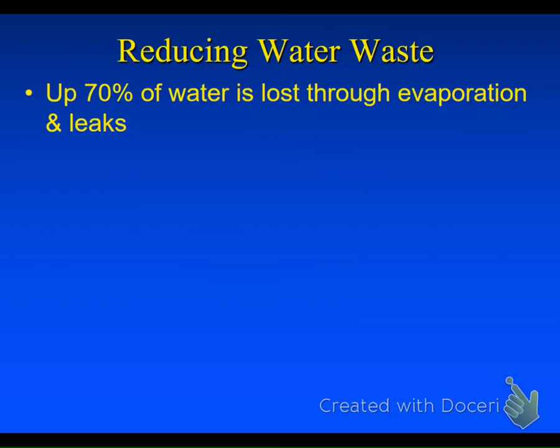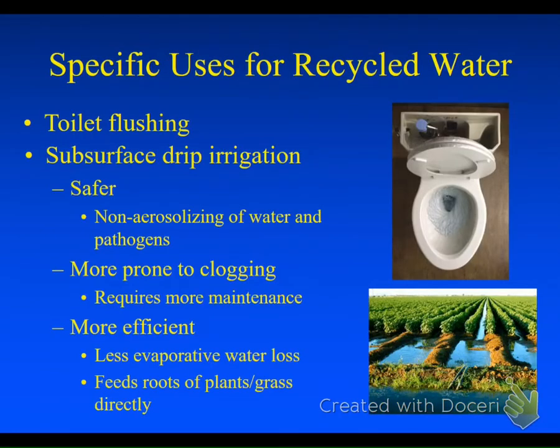We want to increase our efficiency. We want to not lose so much. Toilet flushing, a huge amount of water goes there and is lost there. We want to change the way we irrigate.